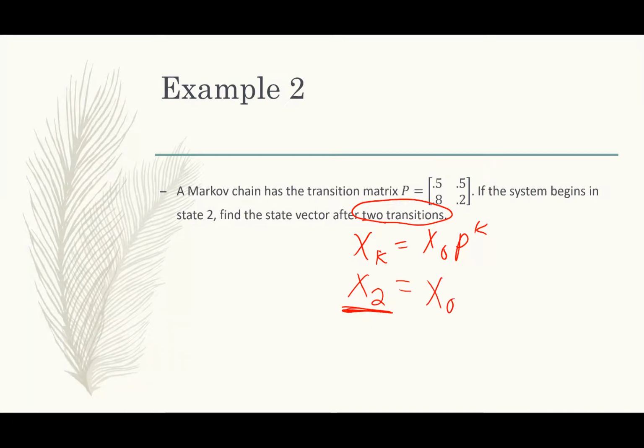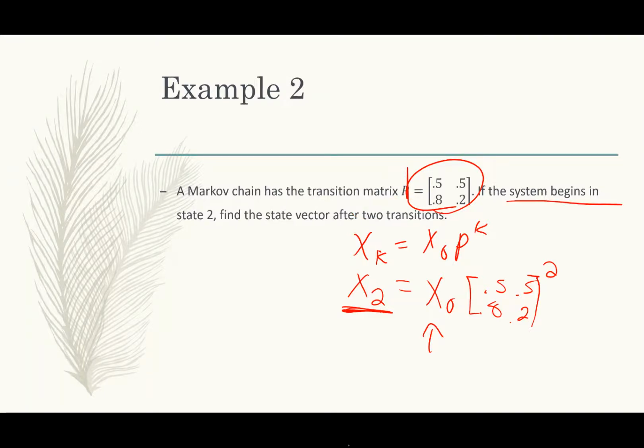x_0 is what we need to know. We know that P is this matrix here: 0.5, 0.5, 0.8, 0.2, to the second power since we're looking at 2 transitions. But what is x_0? We need that information if we're going to find our answer. In the last problem, our state vector was 0.7, 0, 0.3. But it doesn't really give me a state vector here. It kind of does, though. It secretly does. It says if the system begins in state 2.